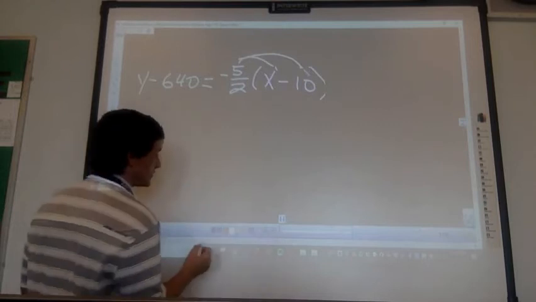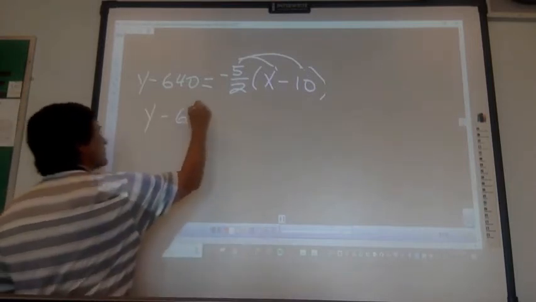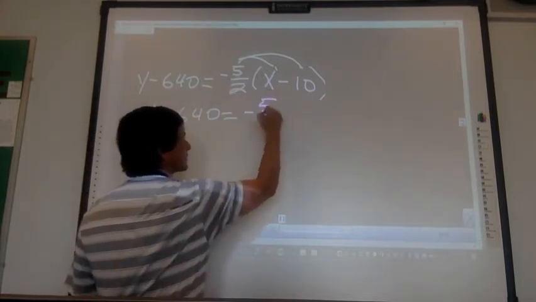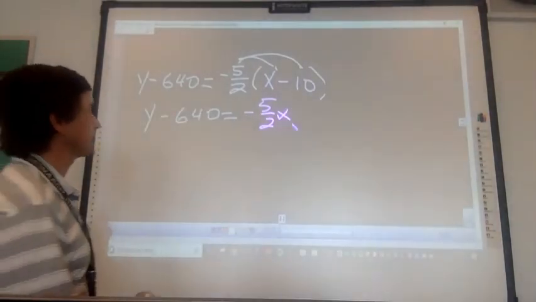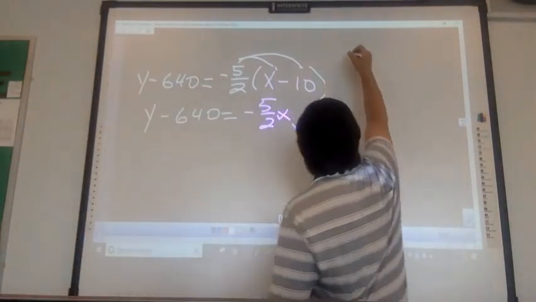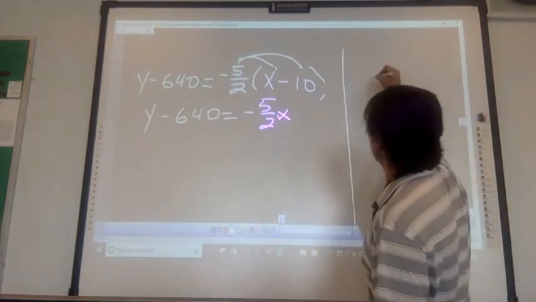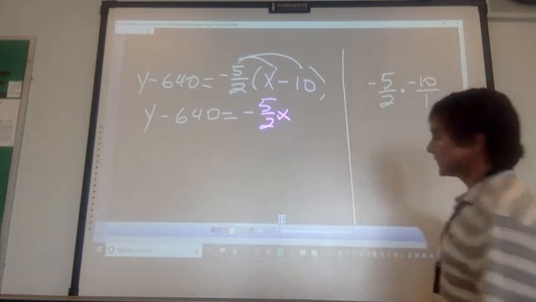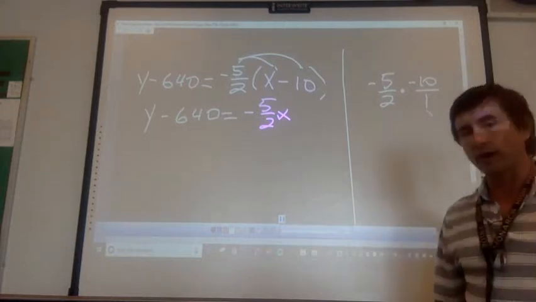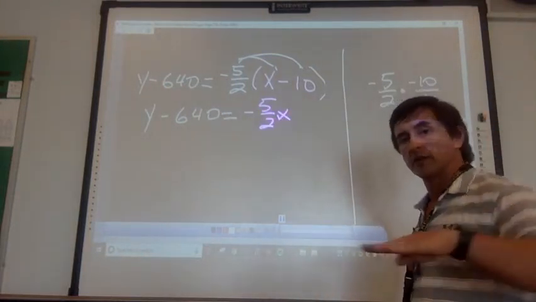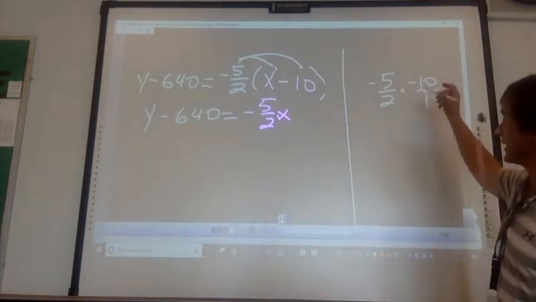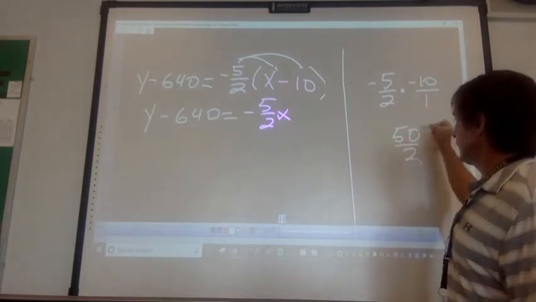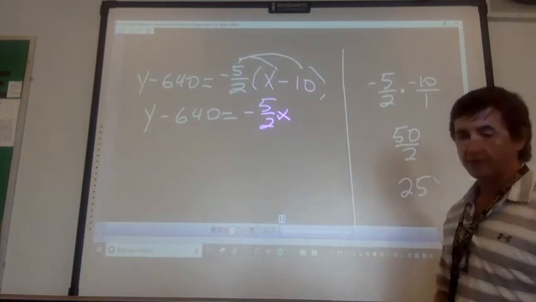So I'm distributing into the parentheses, so I get y minus 640 equals negative 5 halves times x. You just kind of smush them together, write them together. Now I'm going to do negative 5 halves times negative 10 kind of off to the side here. I'm also going to put the negative 10 over 1. When you multiply fractions straight across, top and bottom, negative times negative is positive. 5 times 10 is 50. 2 times 1 is 2. 50 divided by 2, 25.